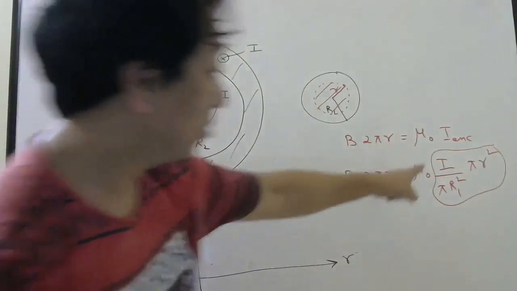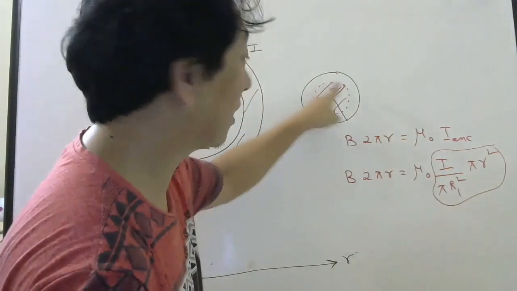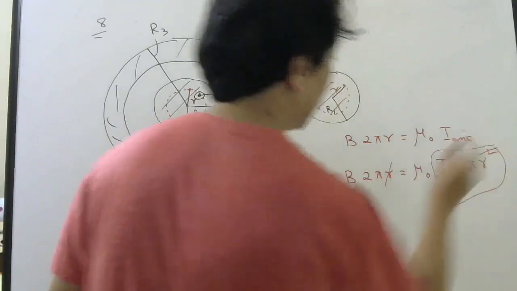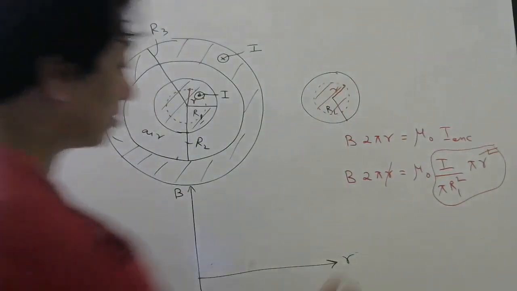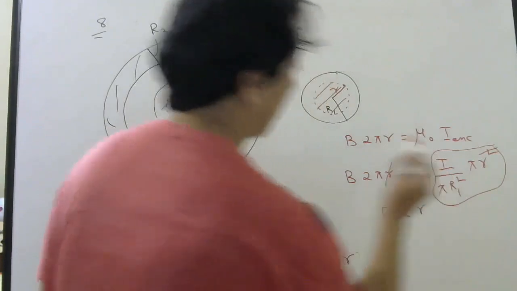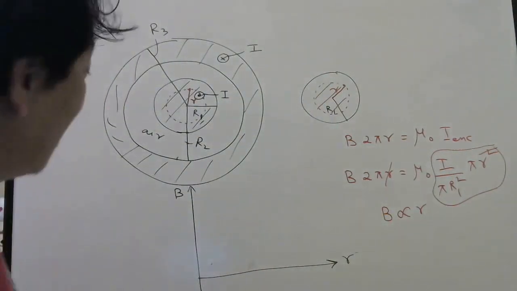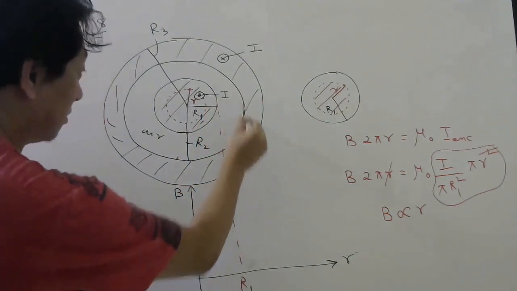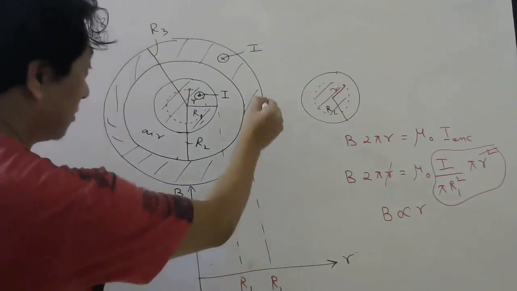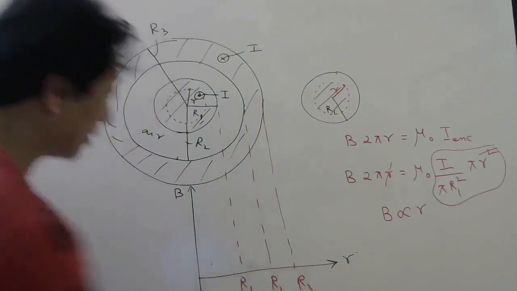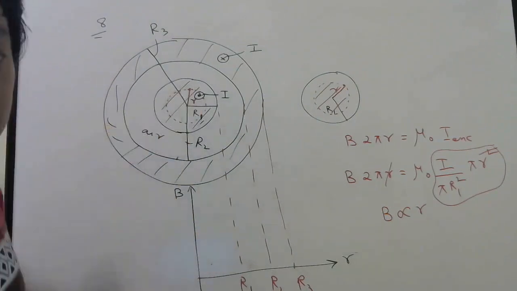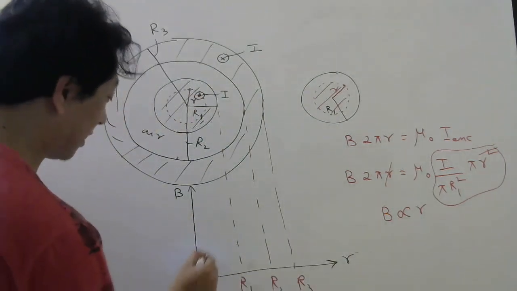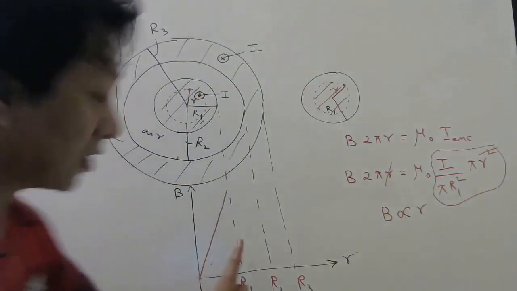Yes or no? So this is your J into this area, which will give you the current in that area. So one r you can see will cancel. Other things are constant in this problem. So magnetic field is proportional to r. In class also we have done this part. As long as you are inside this conductor, here R1, let us say, this is R2, and this is R3, your magnetic field will be directly proportional to the distance from the center. So it will be a straight line like this, as long as you are inside.